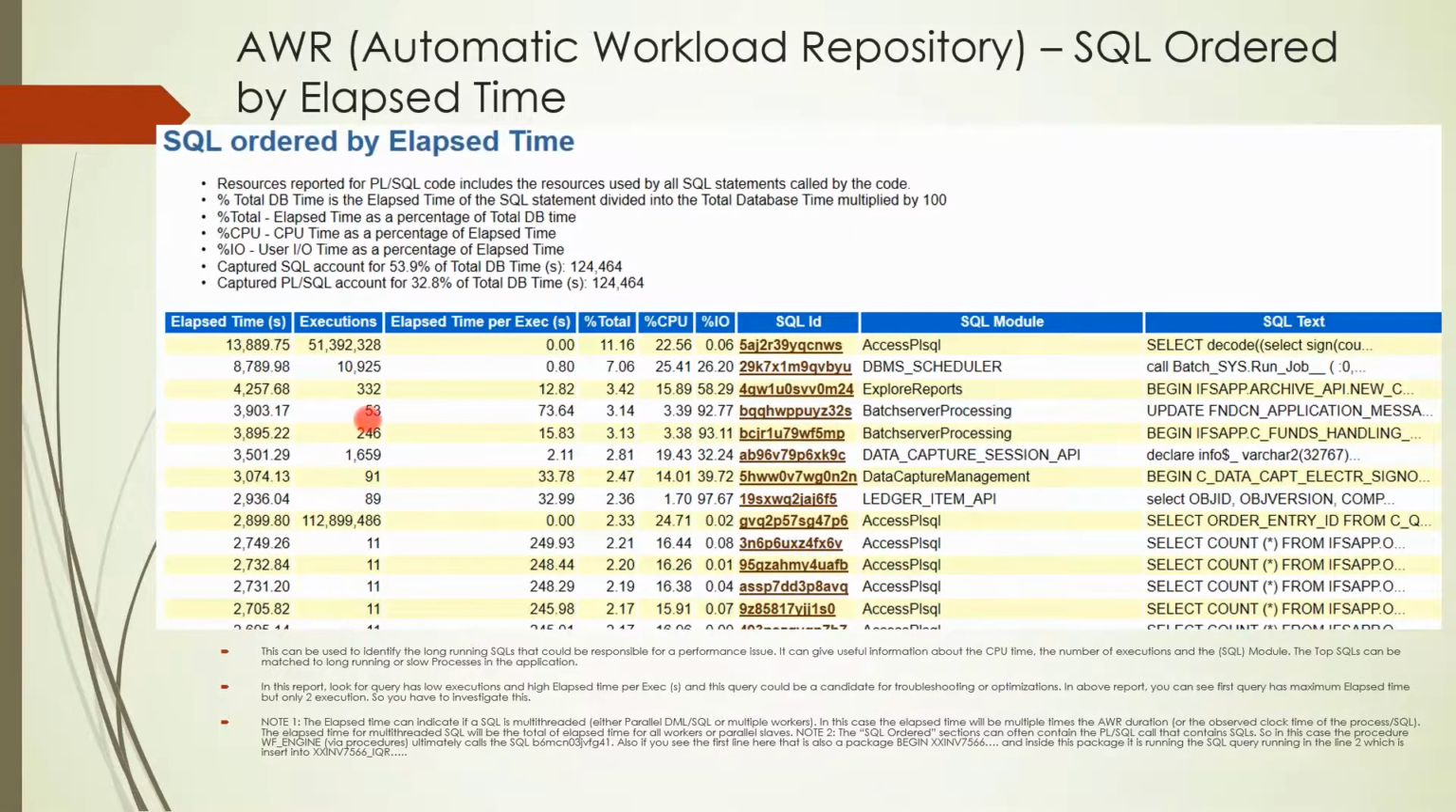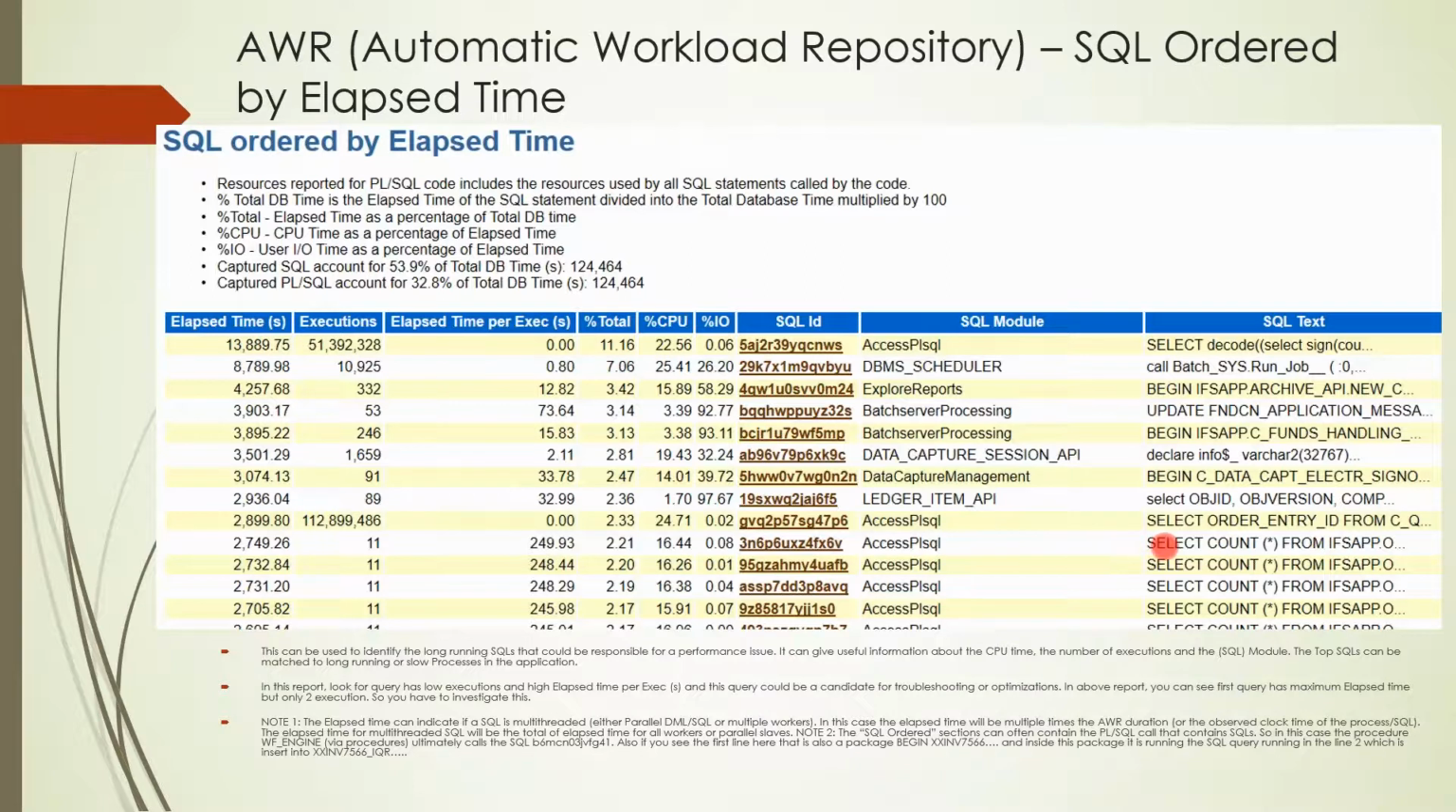Okay, so now you see, there are only 53 executions for this particular query, batch server processing. Only 53 executions, but the elapsed time per execution is 73.64 seconds. So it is high. Again, if you scroll down, you can see there are queries like this one. There are only 11 executions, but the elapsed time is 249.93, right?